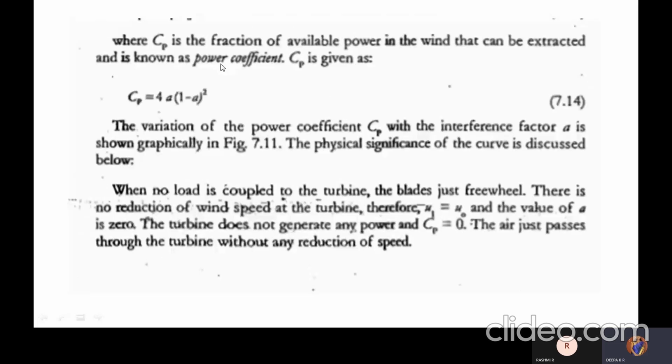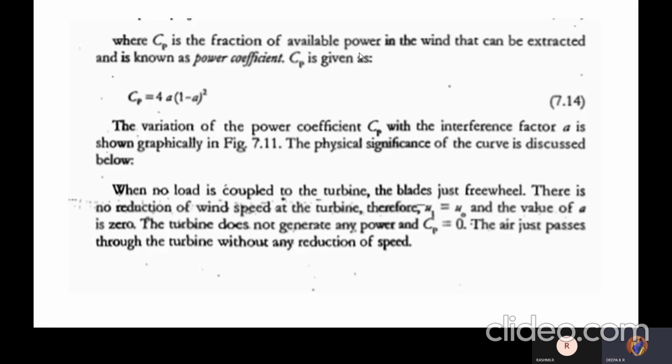Or else you can write that as 4A into (1 minus A) square. This whole term acts as CP, and this is your power with respect to the turbine. They specified that CP is the fraction of the available power in the wind, known as the power coefficient. So CP is equal to 4A into (1 minus A) square.